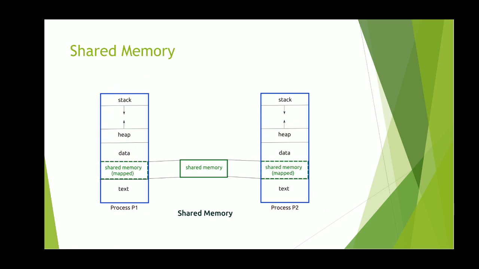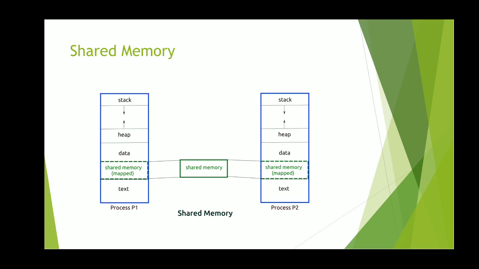So in order to obtain communication between two processes, process P1 and process P2, we are using a shared memory segment. And this shared memory segment is mapped to both process P1 and process P2. So using this shared memory segment, we can achieve interprocess communication.